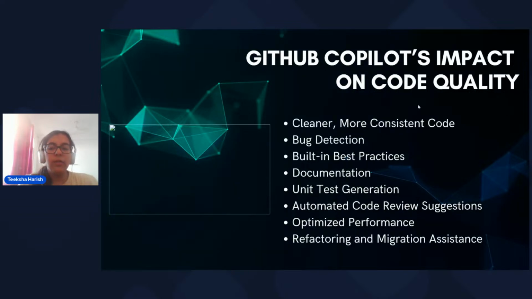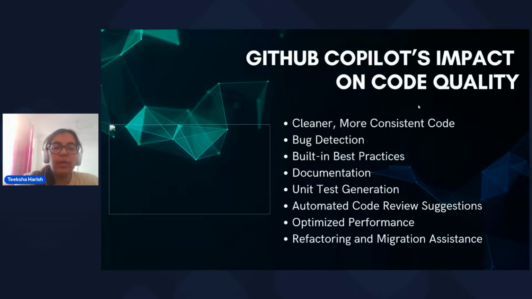And it also helps in migration assistance, like we saw earlier, how easily we can migrate a JavaScript project to a TypeScript project without doing much manual labor, and it can do all of that on its own, and also reduce the bugs that might be there during the migration process, as it is quite accurate in doing all of these things. So that is how GitHub Copilot impacts the code quality that developers write.